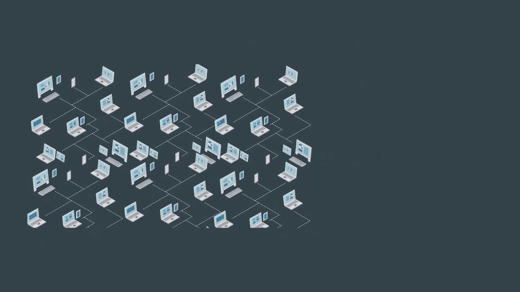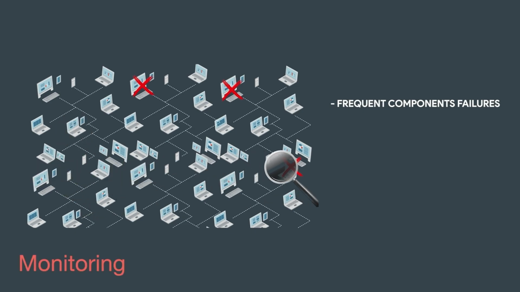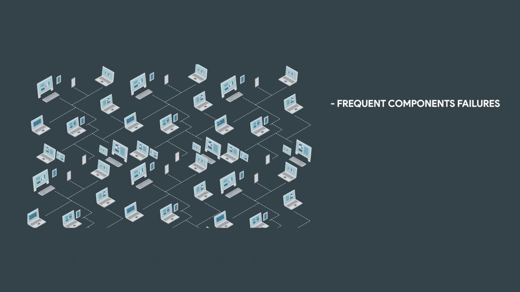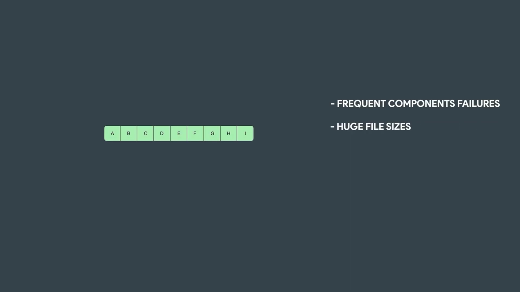The first observation is that component failures are frequent. In an environment with hundreds or thousands of commodity hardware machines, which are affordable, commonly available computers like those we might have at home, component failures are common rather than exceptional. GFS incorporates constant monitoring, error handling, and automatic recovery as integral features to handle hardware and software failures, human errors, and other issues.